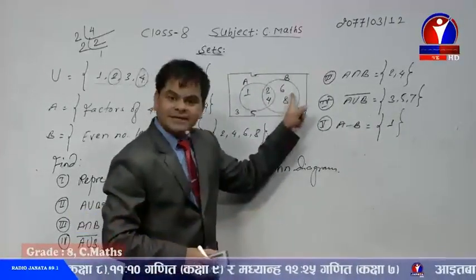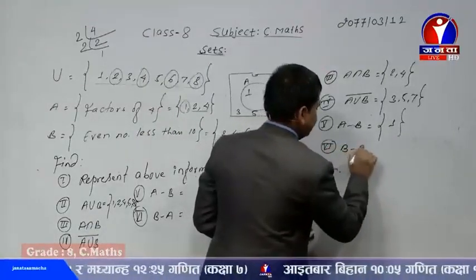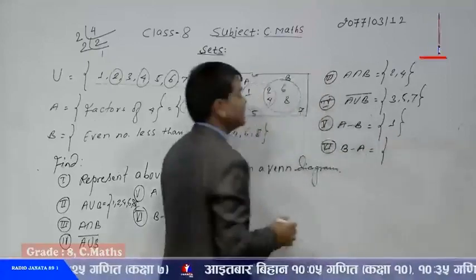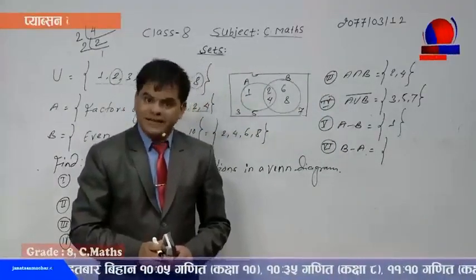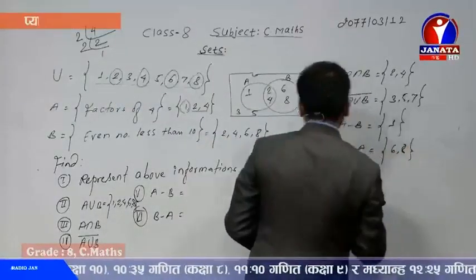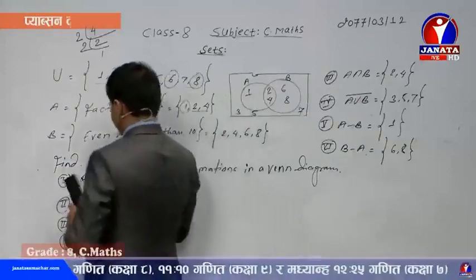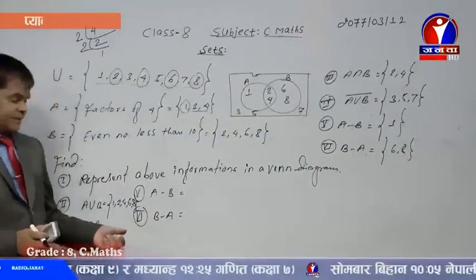B difference A means this one. So in case of number 6 also, B difference A, if you need to find out, then you need to include the elements of B only. That's why 6, 8. So in this way you can find out the answer of the given question.